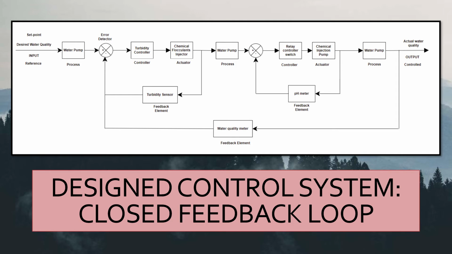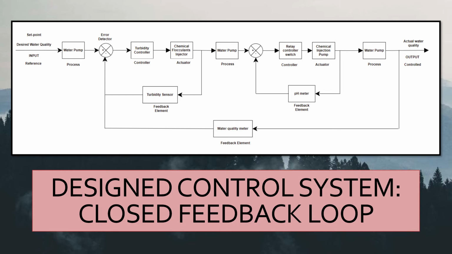The summing junction sends an error signal to the turbidity controller, and the controller sends an actuating signal to the chemical flocculant injector. The injector acts as an actuator that converts the electrical energy from the signal to chemical energy, where the water is mixed with the chemical to reduce turbidity. This then produces an output signal and approaches the first branch, where the turbidity sensor acts as a feedback element and measures the current turbidity level to ensure it meets its desired output before proceeding to the next summing junction.